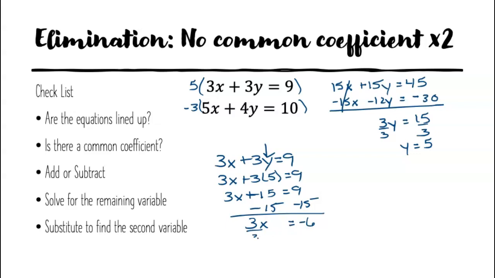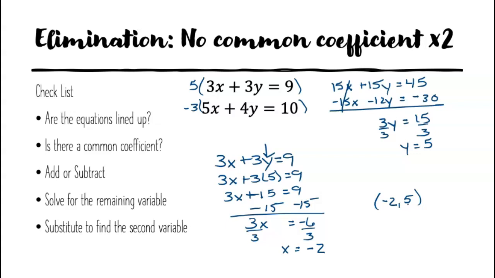Don't forget now we divide by 3 on both sides. So x equals negative divided by a positive is still negative, and 6 divided by 3 is 2. So my solution looks like negative 2, 5. Now remember, go back and check it. Make sure that when you multiply that back out in both equations, it's true for both sets.